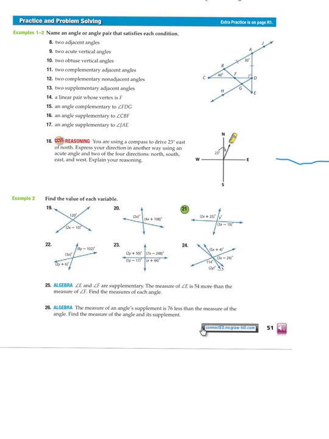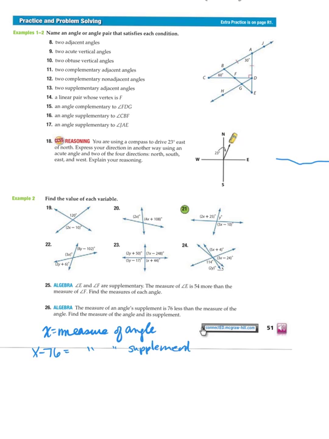The measure of an angle's supplement is 76 less than the measure of the angle. Find the angle and its supplement. Sounds like a good old algebra problem, doesn't it? So I'm going to let x equal the measure of my angle. Now the supplement is 76 less than the angle, so x minus 76 is the measure of the supplement.